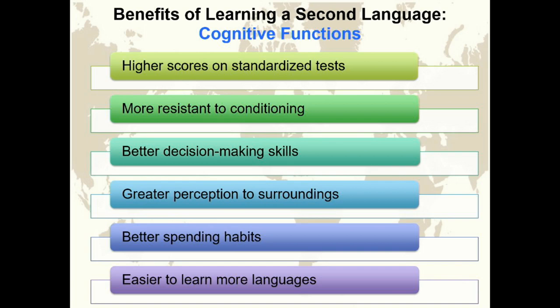Better decision-making skills. It doesn't need a lot of explanation, but again, having the benefit of having learned a second or third language, we are good at evaluating information and coming to a conclusion on our own. Greater perception of surroundings is clear. We are better at describing our situation, being in the situation, and also talking about it after we have left the situation.